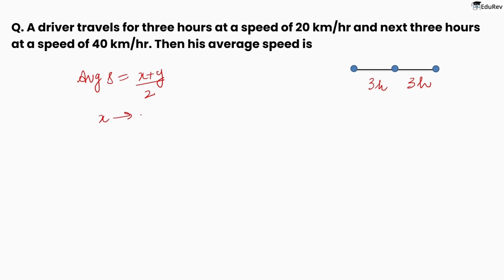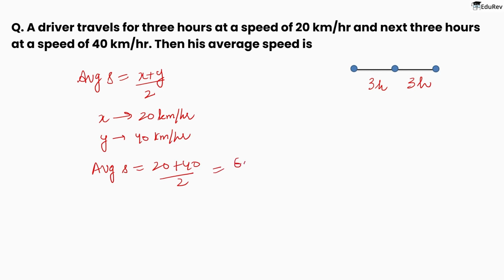Here we will take x as 20 kilometers per hour and y as 40 kilometers per hour. So, his average speed will be equal to 20 plus 40 divided by 2. Adding them, we get 60 by 2, which will get us 30. Hence, the average speed of the driver is 30 kilometers per hour.